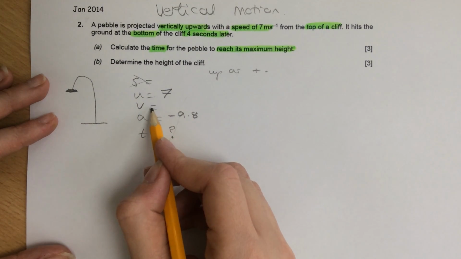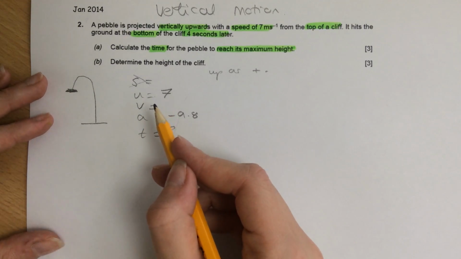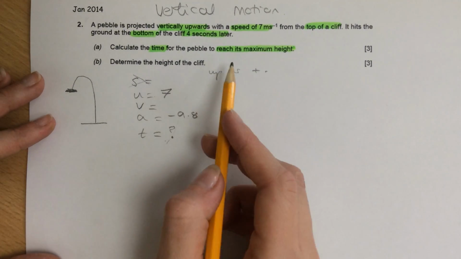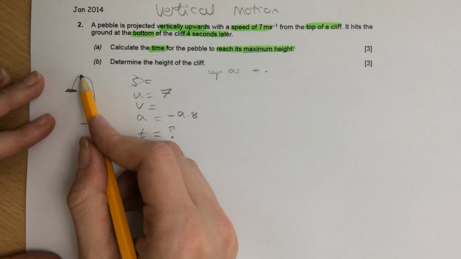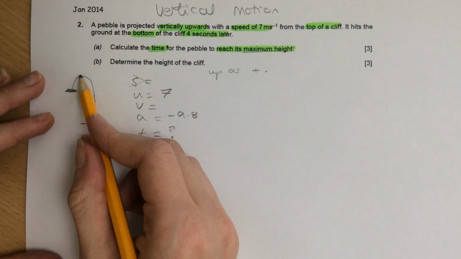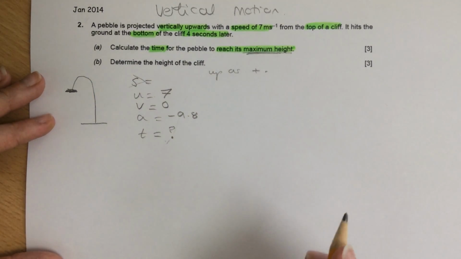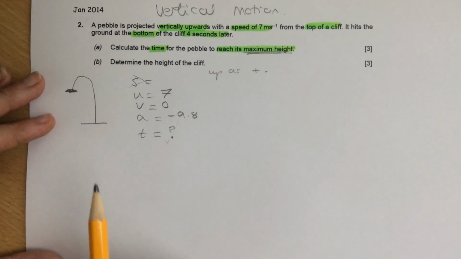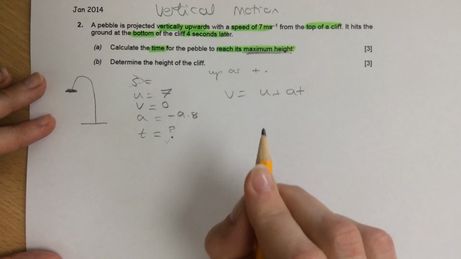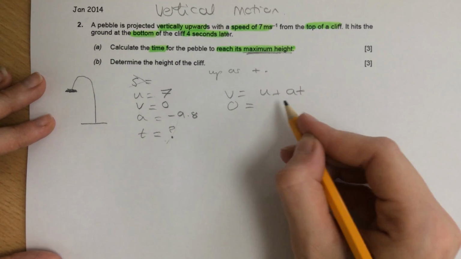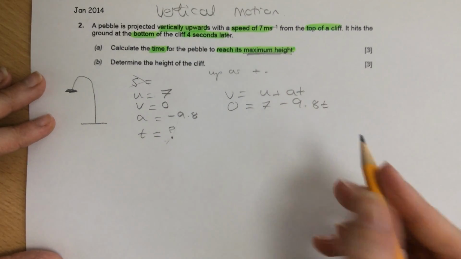Now, velocity, V, which is the final velocity, at the maximum height. Now, if you think of it, the pebble goes up here, it stops, and then it comes back down. So at the point where it stops, the velocity is 0. So whenever it says maximum height, V is 0. So we can't use one with S, so we're going to use the equation V equals U plus AT. So V is 0, U is 7, A is minus 9.8, and we're trying to find T.